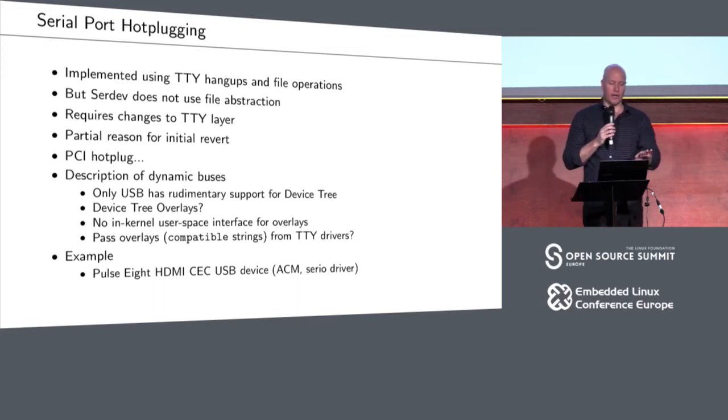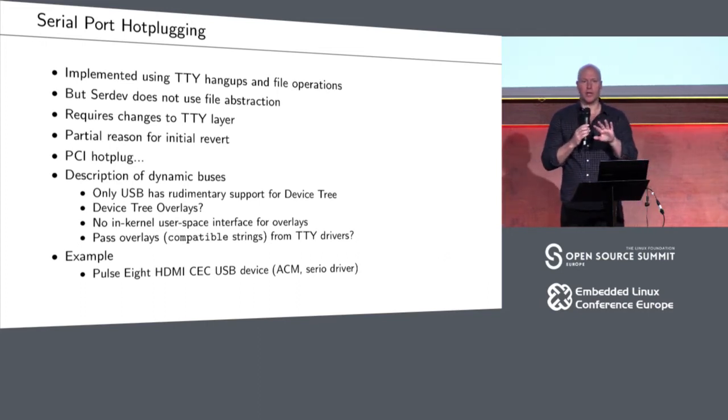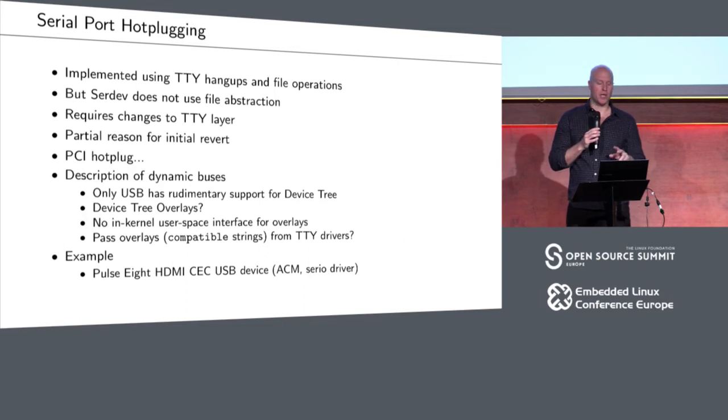Another issue with hot plugging is that we don't have any way of describing these dynamic buses currently. Only USB has some kind of rudimentary device tree support, and for specifying basically static things, like if you have an Ethernet controller or something that's connected over USB. We could use device tree overlays, but obviously we then need some way to get those into the kernel, and that's not available at the moment.